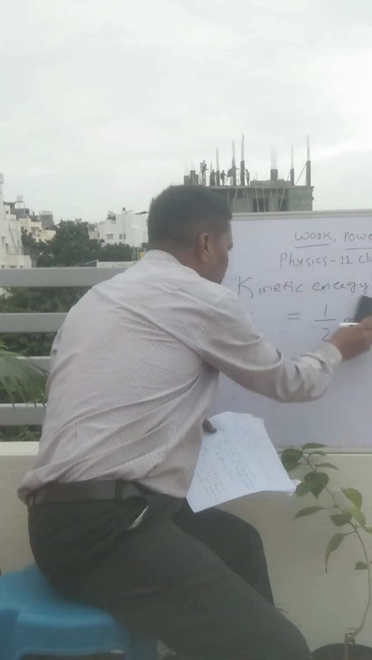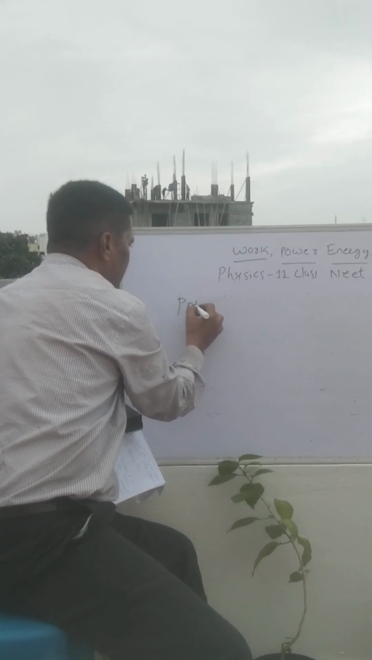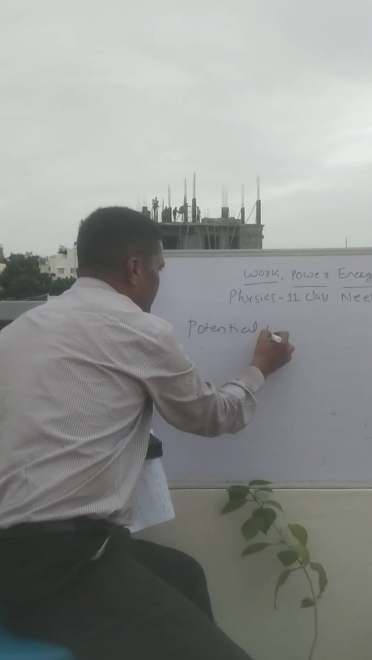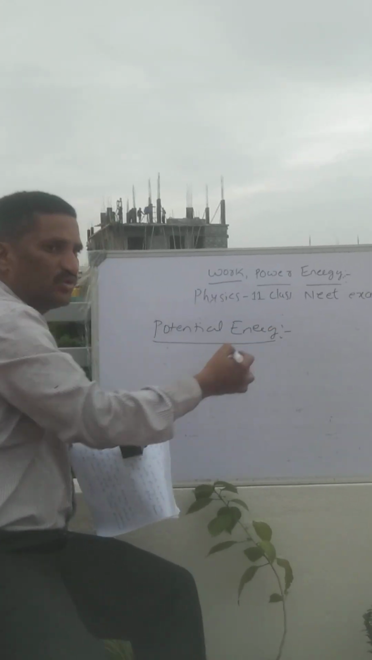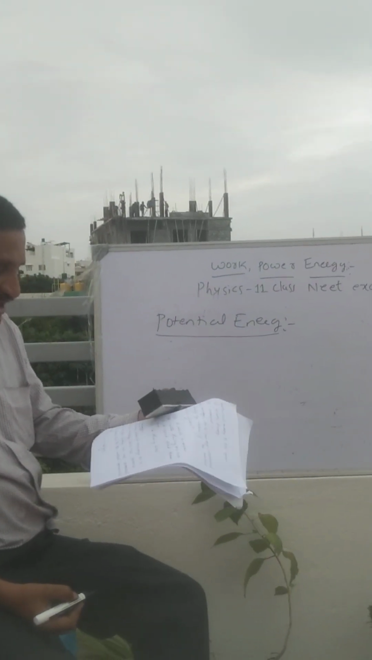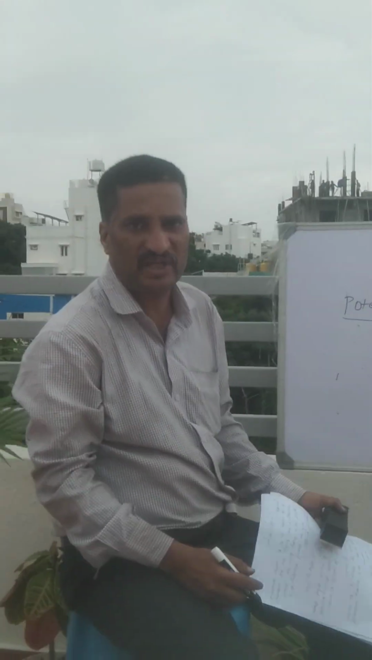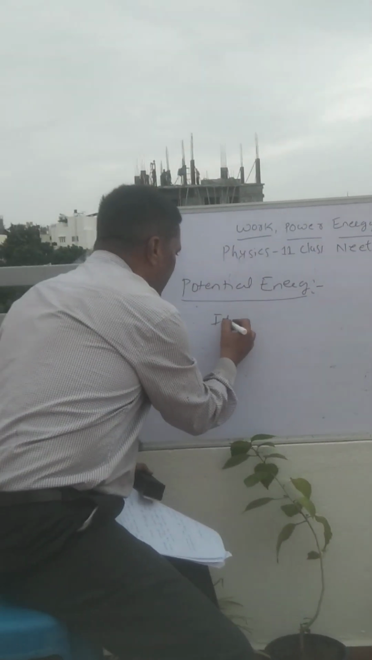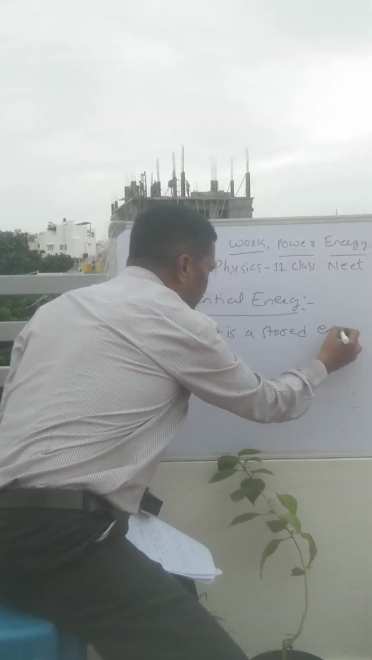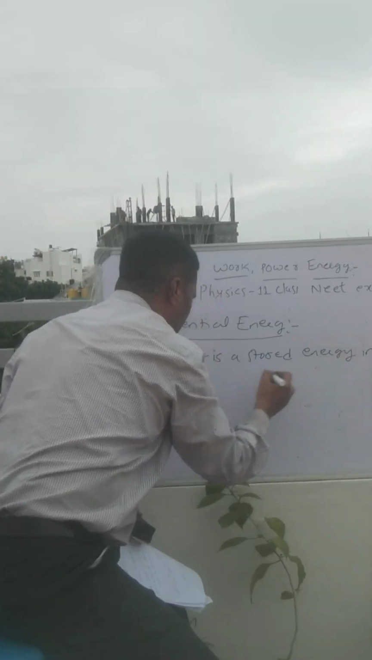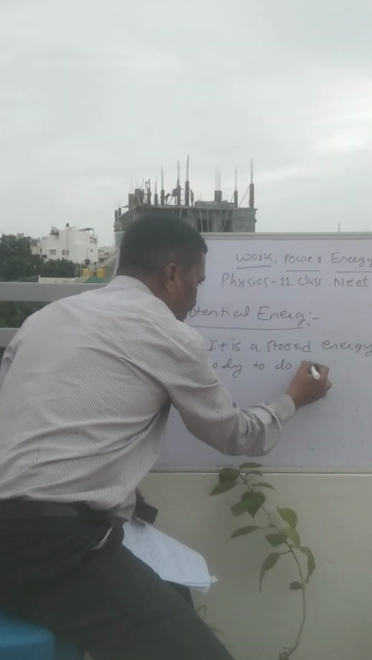Now, the second one is potential energy. Very important. Usually it is also called stored energy. It is stored energy in an object or body. Since it is stored energy, the body has a potential to do work. That is called potential energy. It is a stored energy in the body, stored in a body to do work.